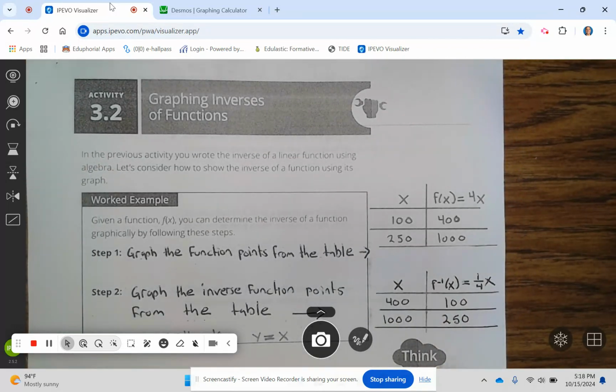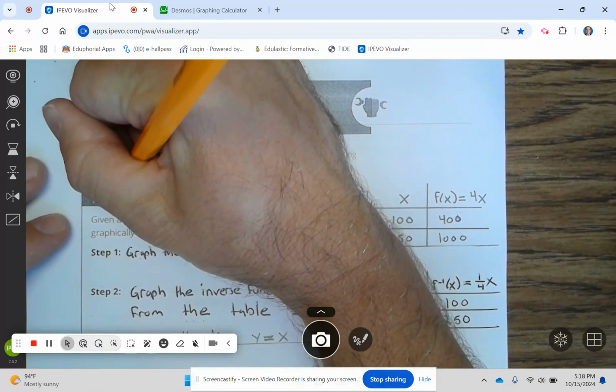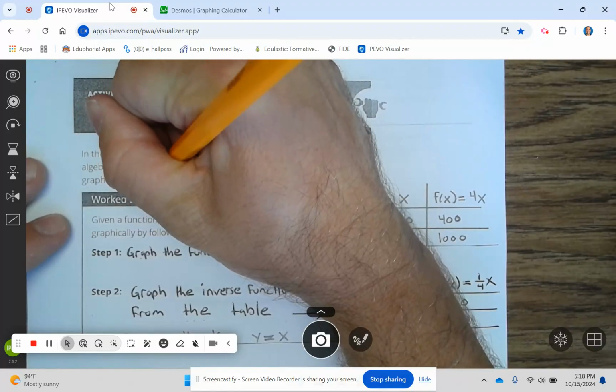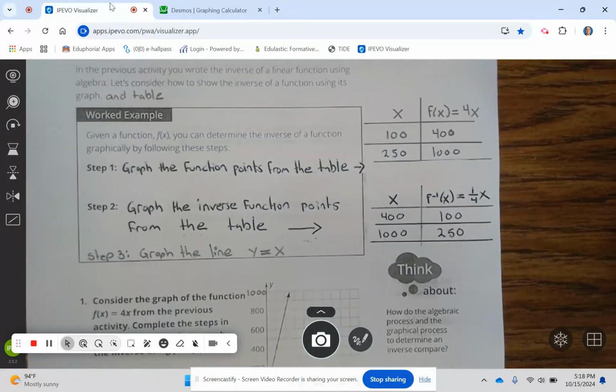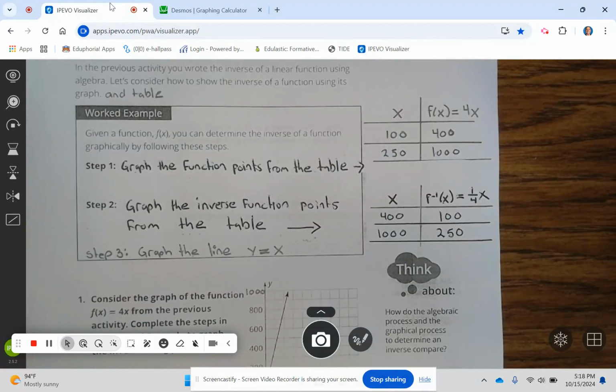3.2. Graphing inverses of functions. In the previous activity, you wrote the inverse of a linear function using algebra. Let's consider how to show the inverse of a function using its graph and table. For example, given a function f of x, you can determine the inverse of a function graphically by following these steps. Graph the function points from the table.